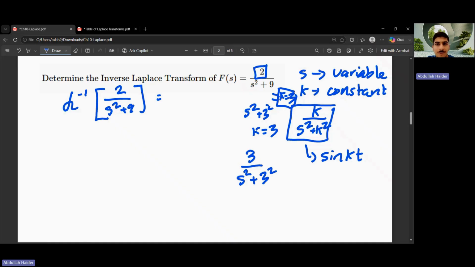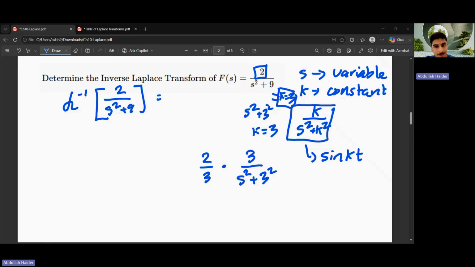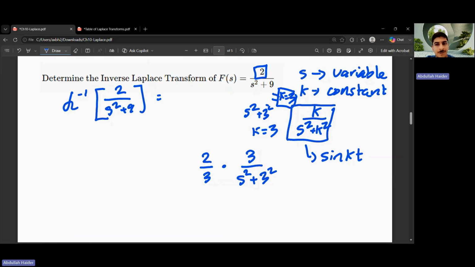But we have a 2 here. Now how to get this 2? We can simply write 2 over 3 multiplied by 3 over s squared plus 3 squared. I'm saying this so that you do not get confused about which k to pick. You have k equals 2 here and k equals 3 here. You give priority to the denominator's k, which is 3, and you write it as it is, 3 over s squared plus 3 squared.